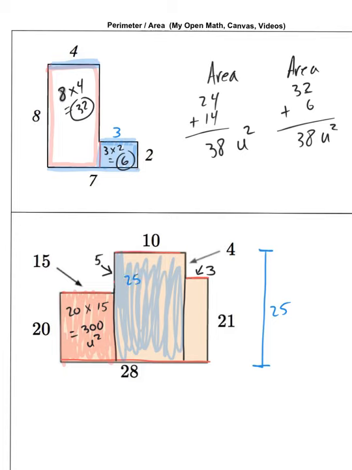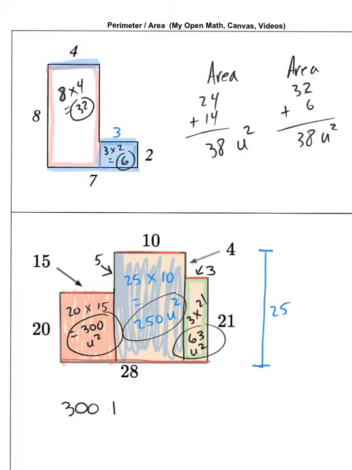So this is a 25 by 10. So that gives us 250 units squared. And then finally, the last rectangle on the right here, that is a 3 by 21, so that gives us 63 units squared. So we add up this, this, and this, the area of those three rectangles. 300 plus 250 plus 63. And that should give you your area. Remember, it's units squared.